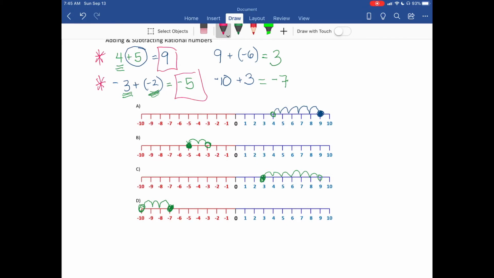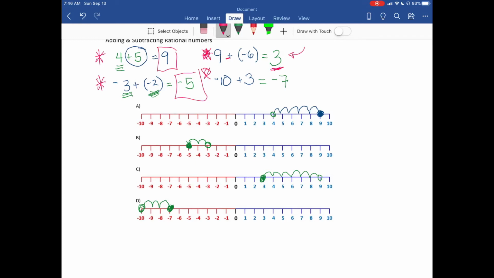Now, the other two problems. If I looked at this one, 9 and negative 6, these have opposite signs. And you'll notice what we did here is we ended up subtracting those two. And that resulted in 3. And that number was 3 because the larger number, absolute value-wise, between 9 and negative 6, was the positive number. So that resulted in a positive solution.